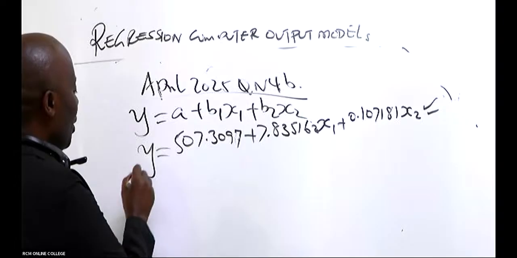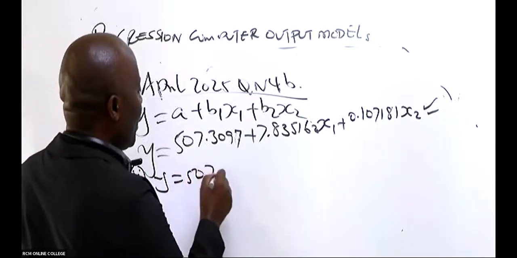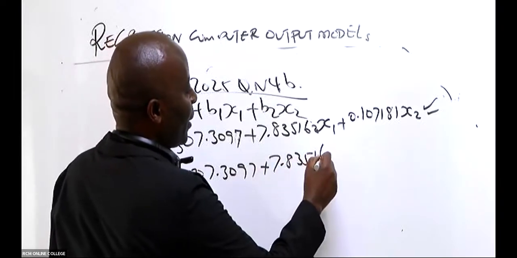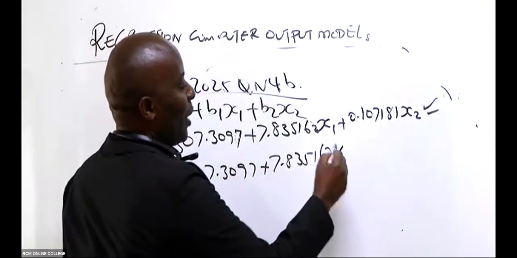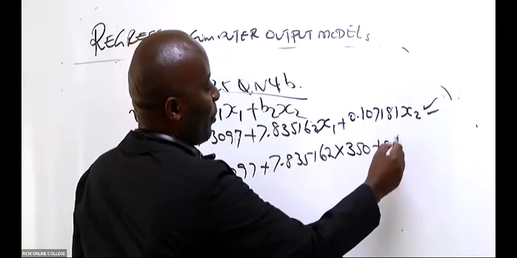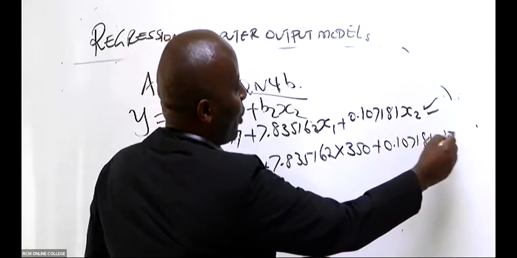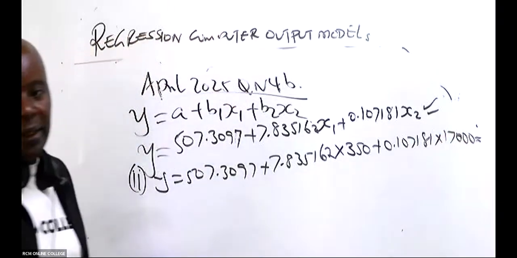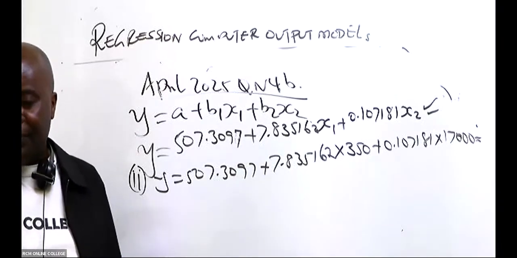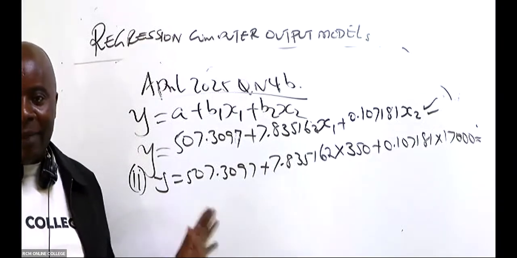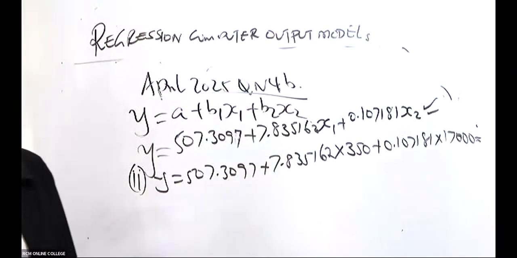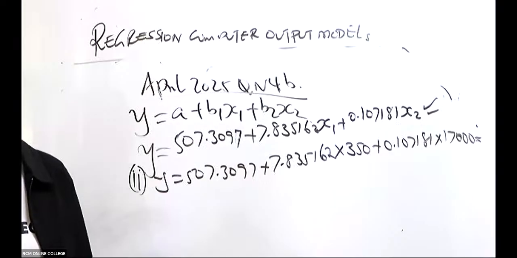So Roman 2, we have our Y will be 507.3097 plus 7.83516 times X1, which is 350, right? Plus 0.107181 times X2, which is 17,000. You have your mark, 1 mark or 2 marks. Quite an ugly figure. Please give it to me if you can.